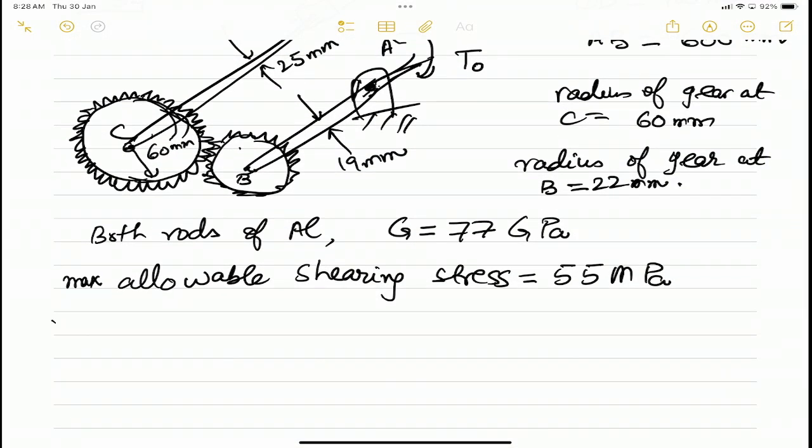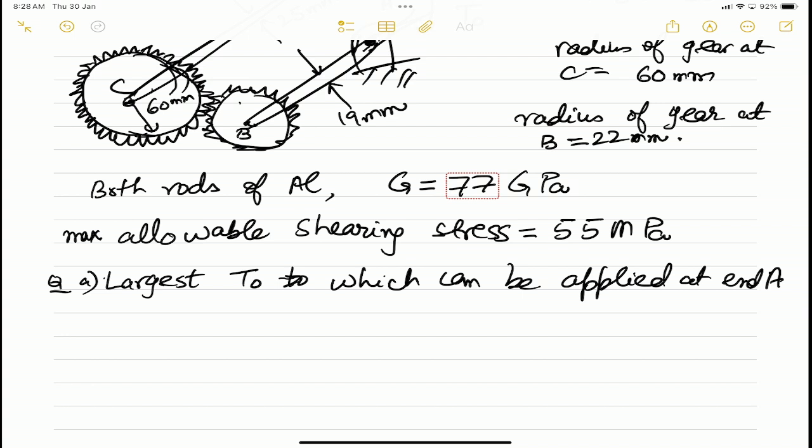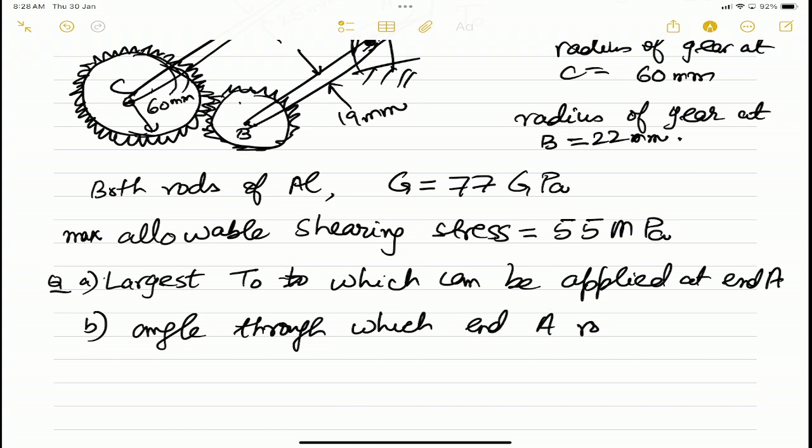So now the question is, part A: the largest T0 which can be applied at end A, and part B: the angle through which end A rotates.